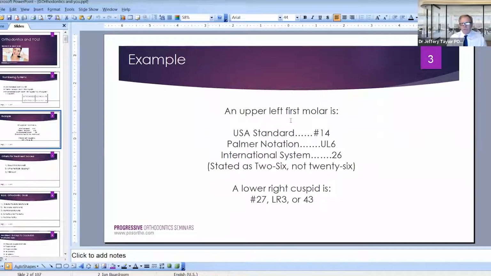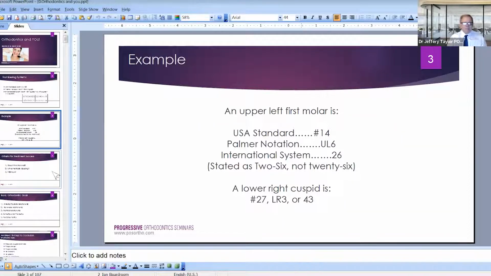And all of you know 14 in Palmer notation, that's upper left because that's the quadrant. It's the 6th tooth from the front, so it's an upper left 6. In the international system, it's called a 2-6. And it's stated 2-6, not 26. That's the normal way to do it. And another example would be your lower right cuspid is a 27 to you, but that's a lower right 3 or a 4-3 in international speak, okay?